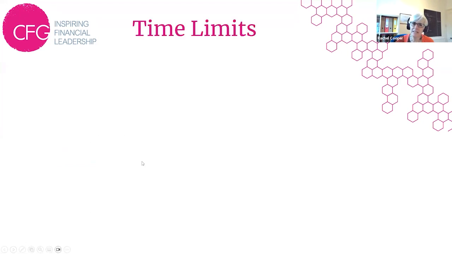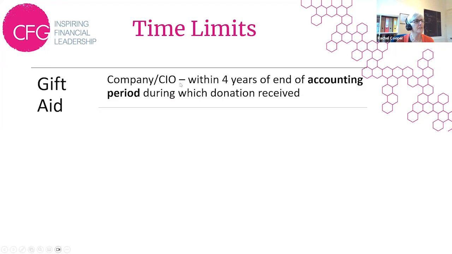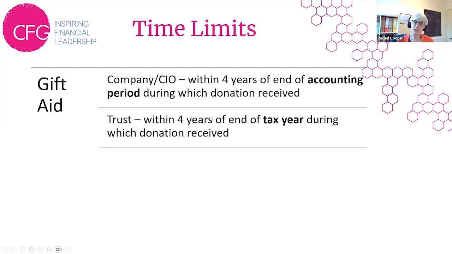I think the first thing to think about is that there are time limits to making a claim, and they are longer than you might think. Years ago, when I was doing the Charity Finance Group Small Charities training, going around the country, we would have competitions to see, and somebody actually had 4 years' worth of gift aid declarations that they needed to go to, and you can. So your time limits for gift aid are, if you're a company or a CIO, within 4 years of the end of the accounting period in which the donation was received, and for a trust, it's within 4 years of the end of the tax year.